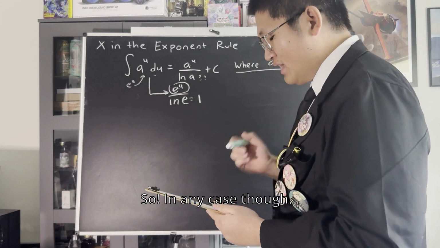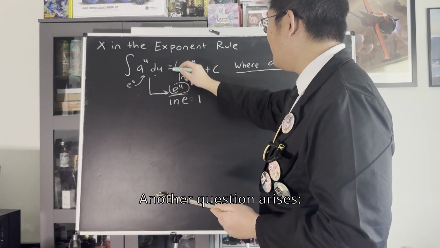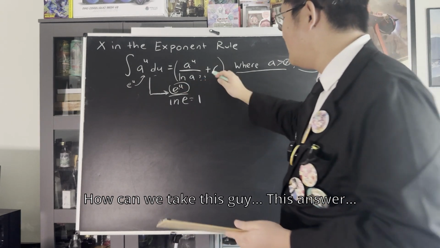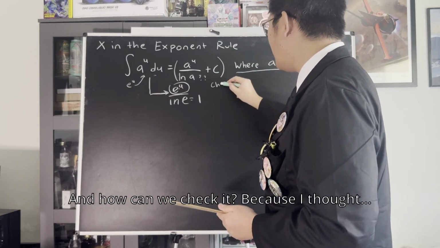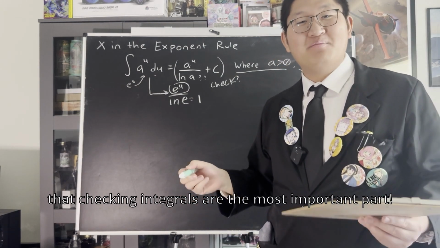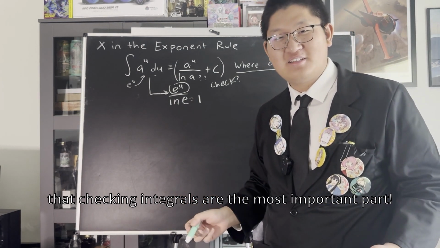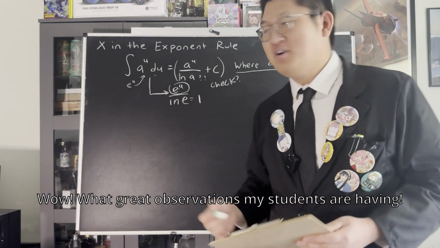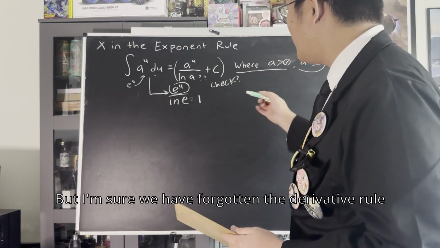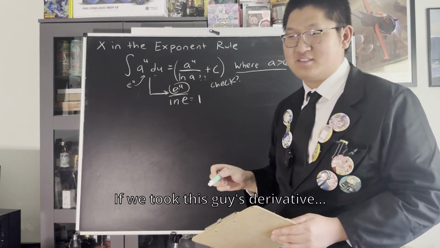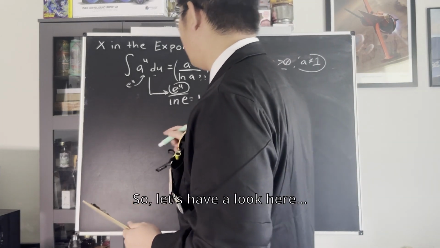So, in any case though, another question arises. How do we take this answer and how can we check it? Because I thought that checking integrals is the most important part. Wow, what great observations my students are having. Of course we can check it, but I'm sure we might have forgotten the derivative rule if we took this guy's derivative. So let's have a look here.